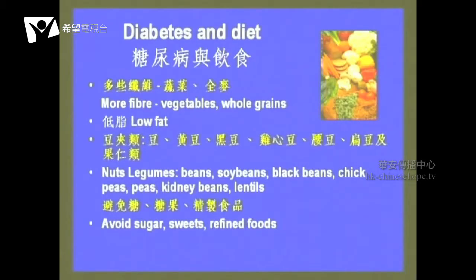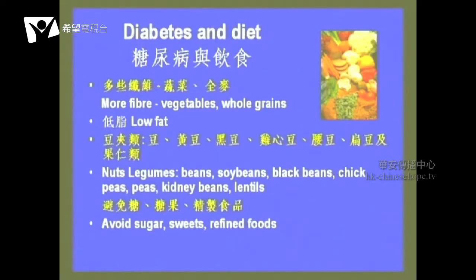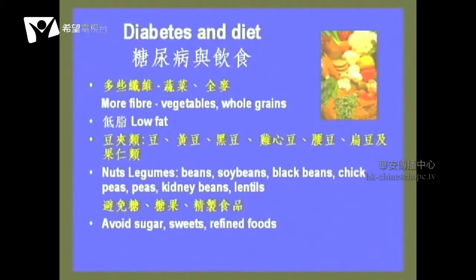We should eat low-fat foods, especially low in animal fat. The other very important point is to eat more beans, like soybeans, black beans, chickpeas, kidney beans, etc. And then, of course, avoid sugar, sweets, and refined foods like white rice and white bread.